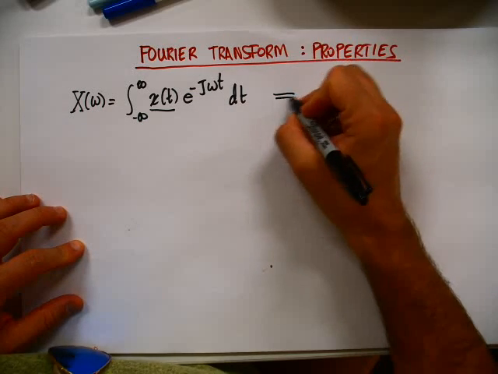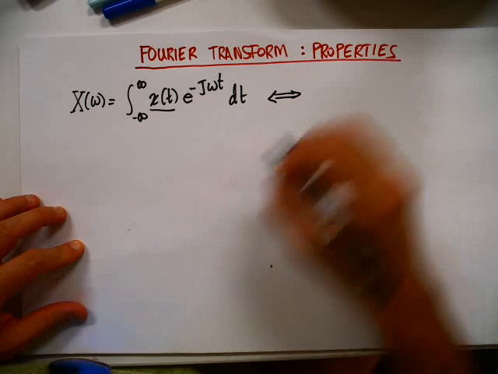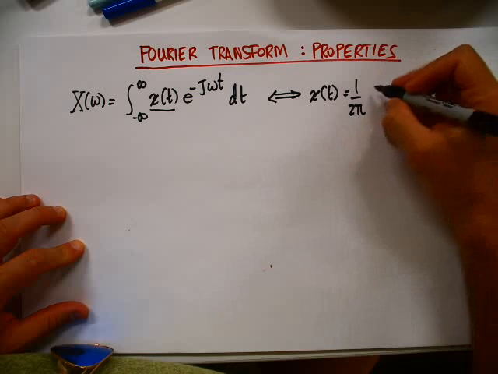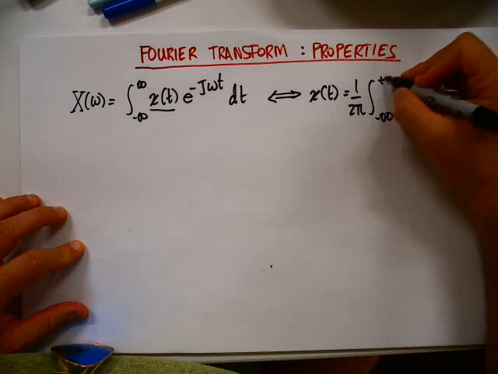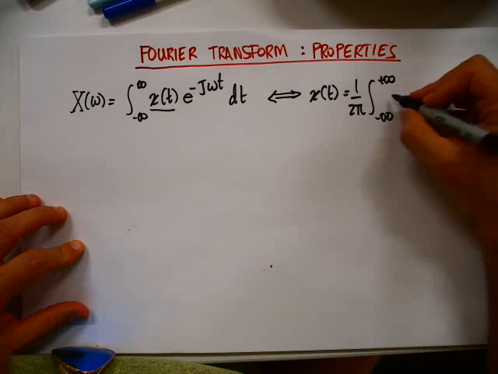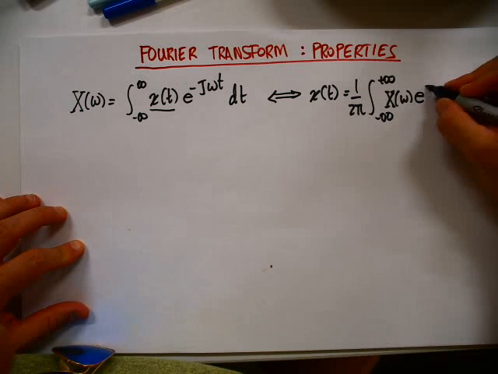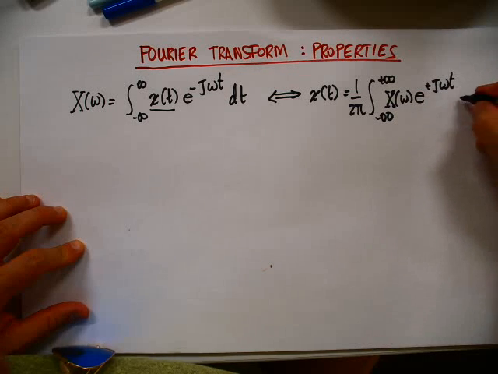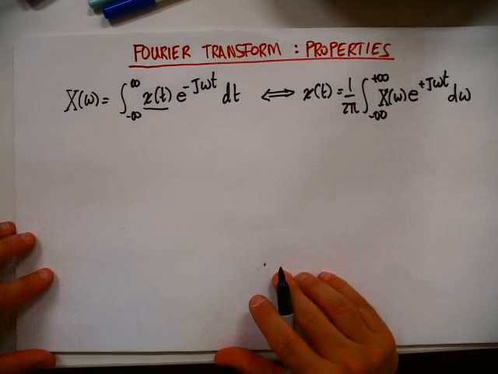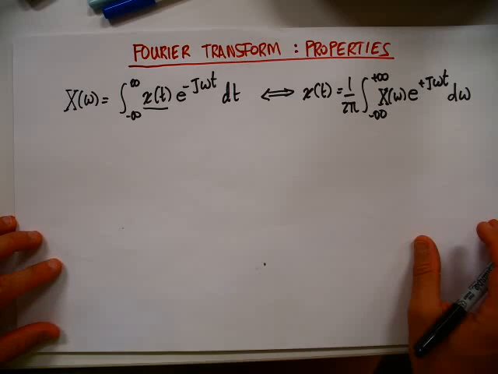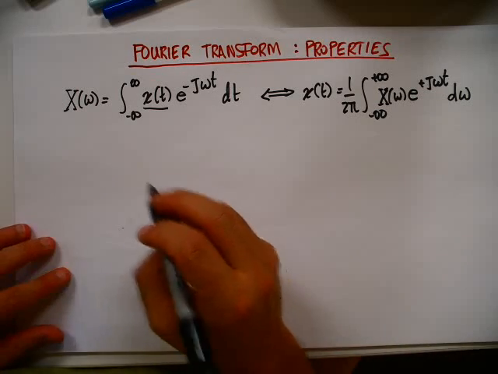And of course, we have the inverse Fourier transform, which instead is given by 1 over 2 pi, integral from minus infinity to infinity of X of omega e to the plus j omega t d omega. Okay? So the main properties of the Fourier transform are the following.